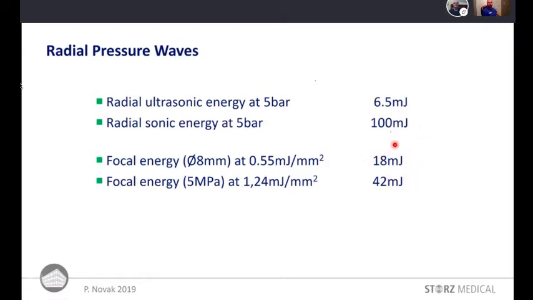But when we consider the total energy of the radial pressure waves, then it is even higher than the energy delivered by the focused shock waves. And here is another number generated on behalf of this fixed parameter of 5 megapascal at higher frequency.